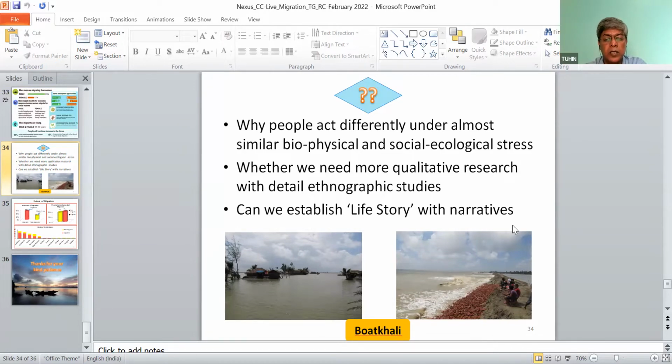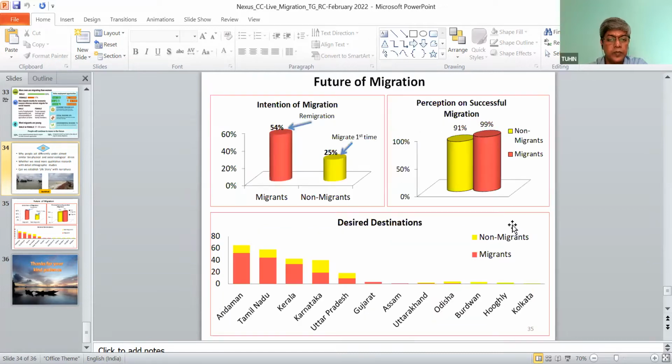We have started working on the non-migration part also, along with the migration part. What are the drivers for non-migration, as we know the drivers for migration at this moment? We are thinking about whether we need more qualitative research with detailed ethnographic studies. And can we establish some life stories with narratives on the migration issue? And this future migration is interesting.